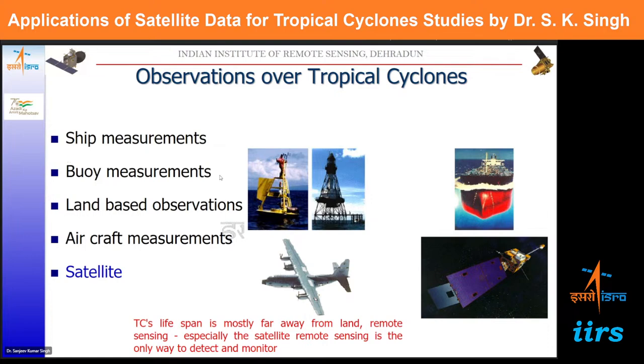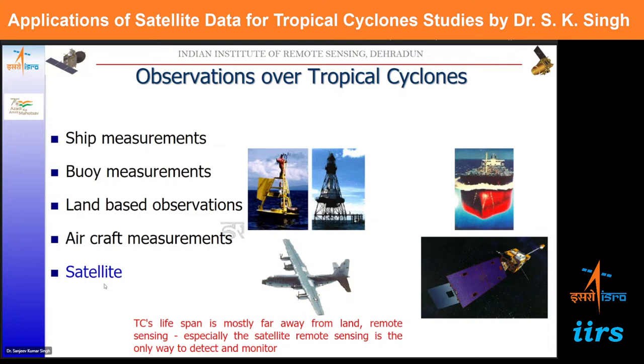Another is the buoy measurement. A buoy is a floating device installed in the ocean, and it measures oceanic parameters like temperature, salinity, and wind speed and direction. Land-based observations also play a major role, like radar and other in situ measurements installed near the coastal area. Aircraft measurement also plays a very important role in weather parameter measurement.